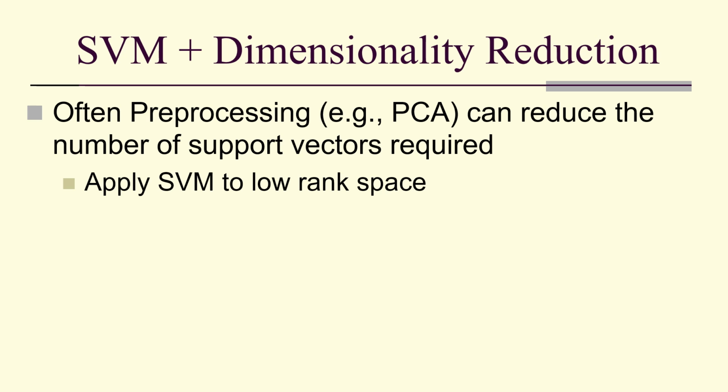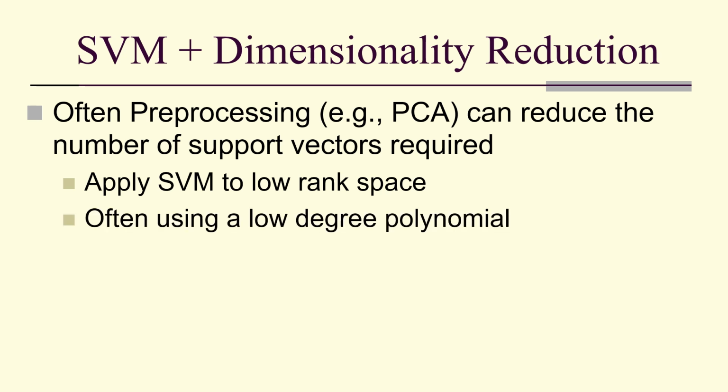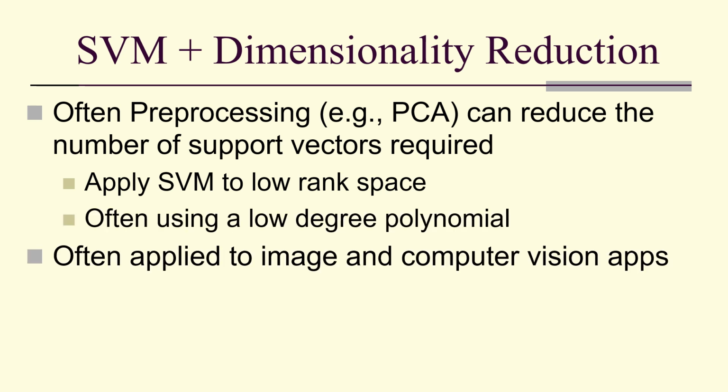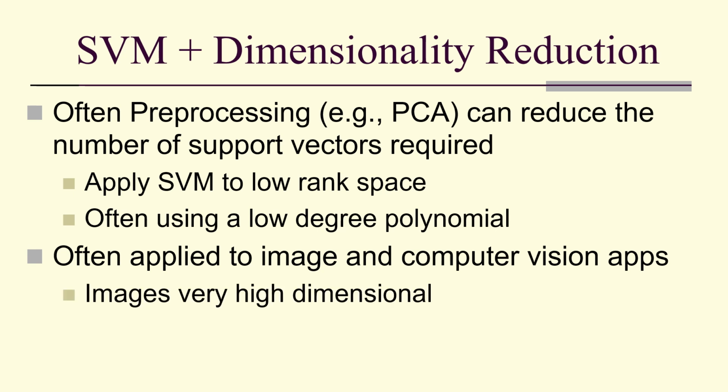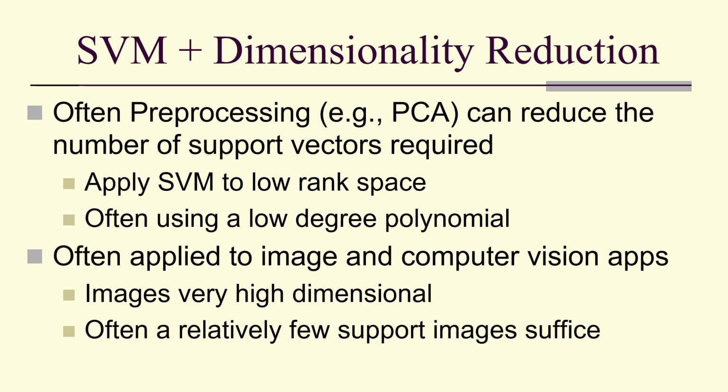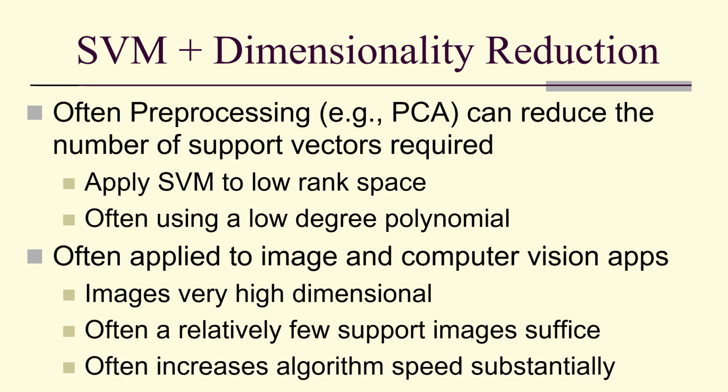So apply the support vector machine to low rank space, maybe using a low degree polynomial. And we often do this with image and computer vision applications, because images are very high dimensional, but they tend to be low rank, and often a relatively few support images suffice, and therefore we can often increase our speed substantially with a little pre-processing and dimensionality reduction in association with our support vector machine.